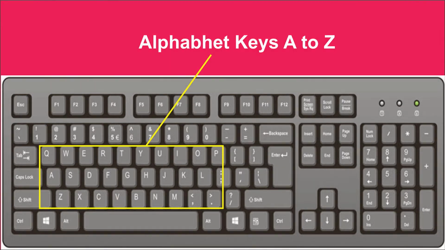Then we have alphabet keys, A to Z. So why are alphabet keys used? Basically alphabet keys are used to type. We type certain things. We type a letter. Without alphabet keys, can we type? No, we cannot type. So we use alphabet keys.